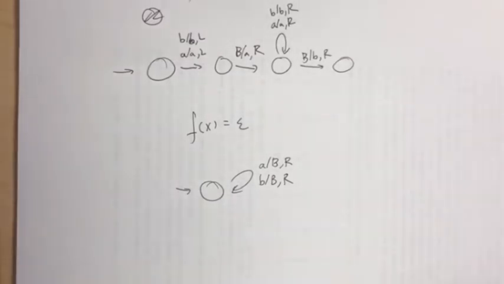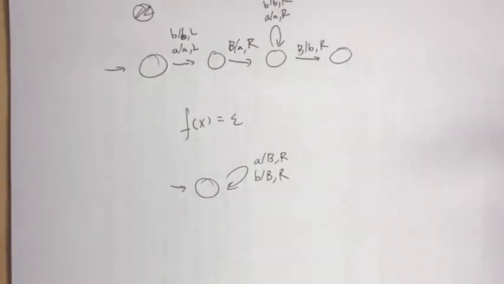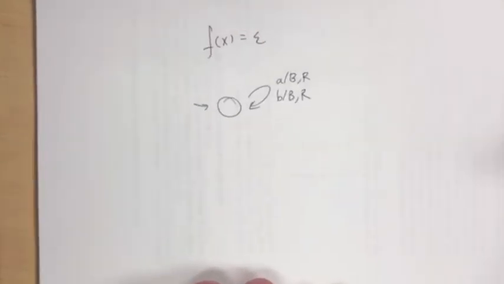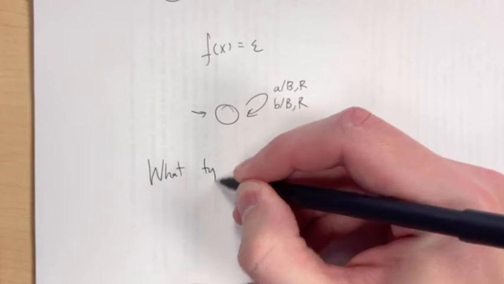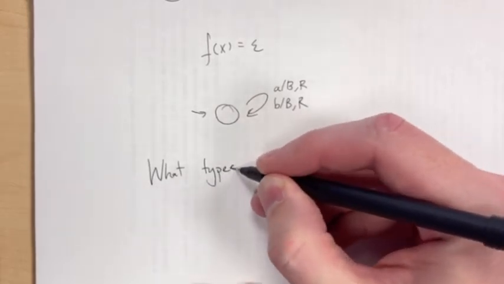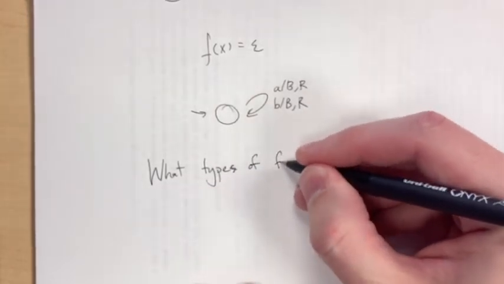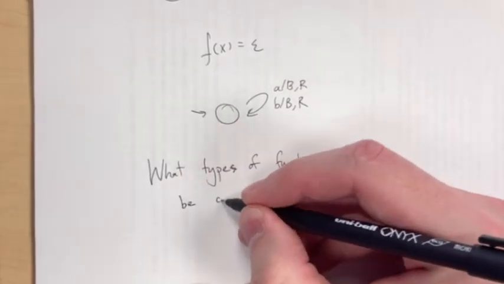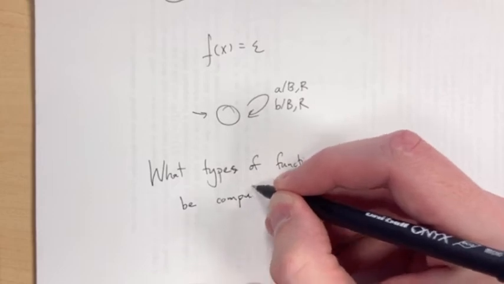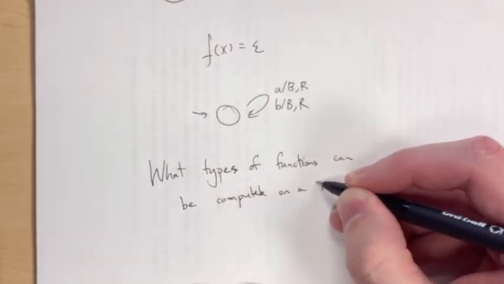So a little terminology about all of this. Like I said, a big question that we're going to ask is, what types of functions can be done using a Turing machine? What types of functions can be computed on a Turing machine? All right.